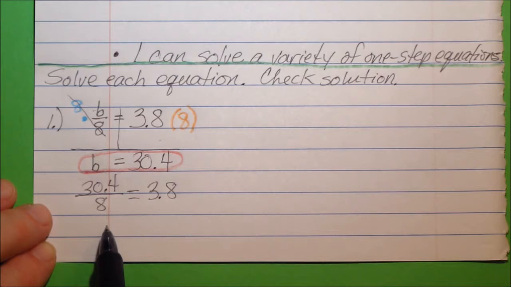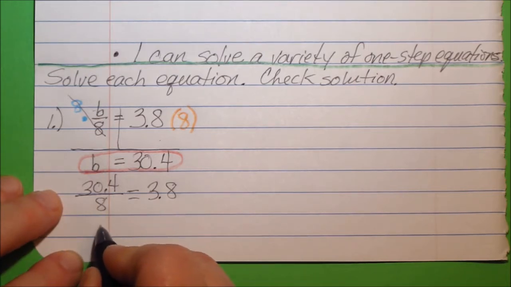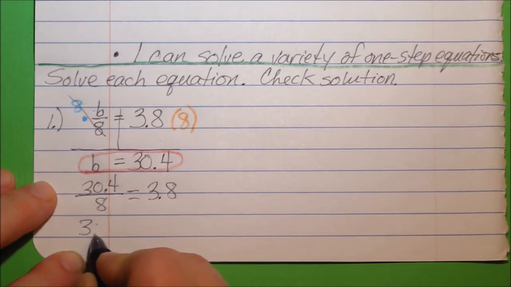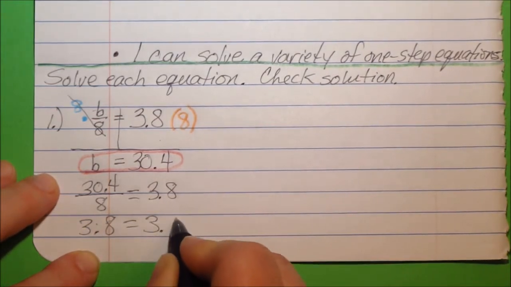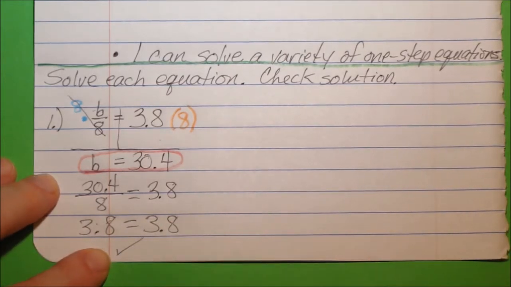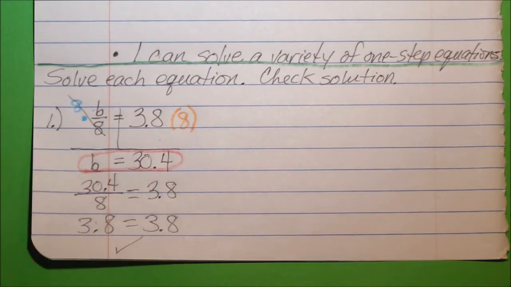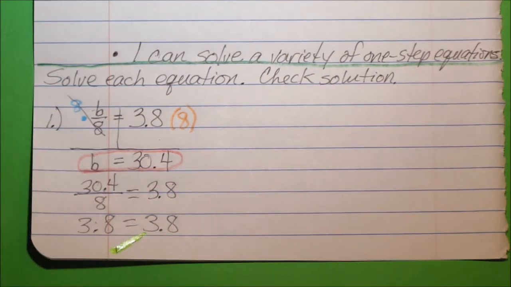And I know that 8 does go into 30 4/10 3 8/10 times. So 3 8/10 does equal 3 8/10. Check. I've got that one correct. All right. Done. Okay, so there's the first one.